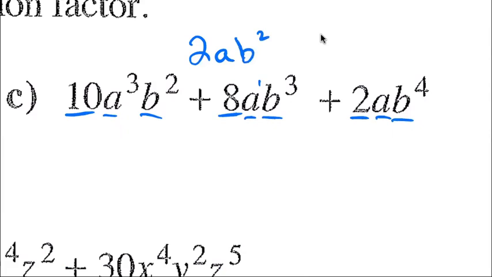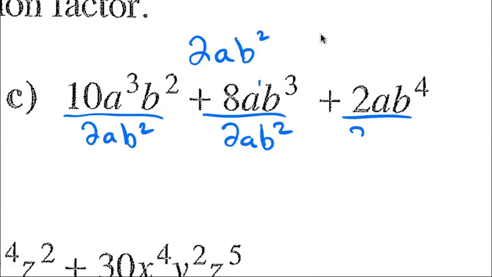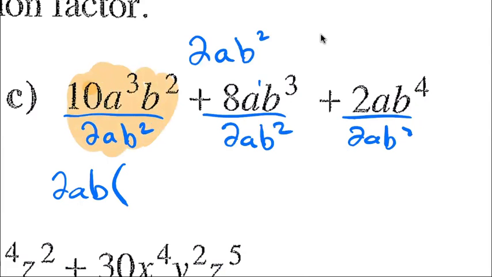Then I take each of these terms and I divide or factor out that greatest common factor, 2ab squared, 2ab squared, 2ab squared. So 2ab squared is my greatest common factor. Well, what am I left with when I take this first term and I factor out 2ab squared? Well, 10 by 2 is 5. A cubed by a is a squared. B squared by b squared is just 1. They cancel out.